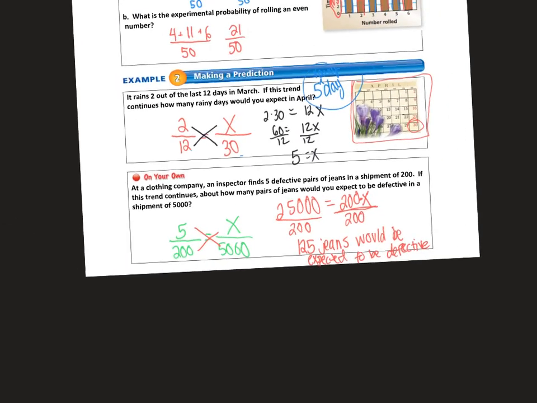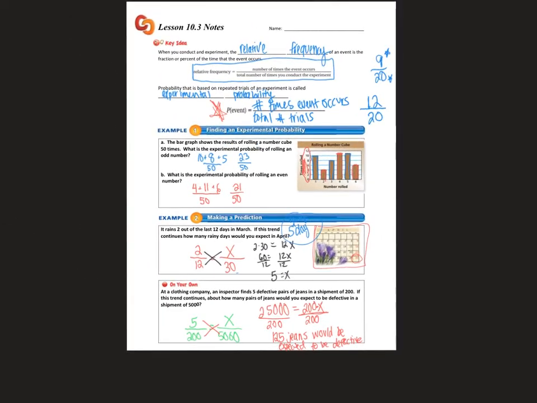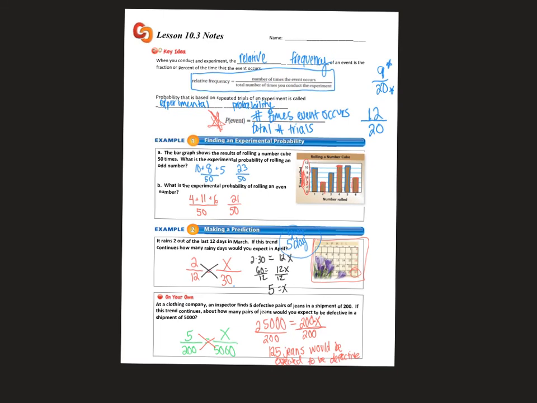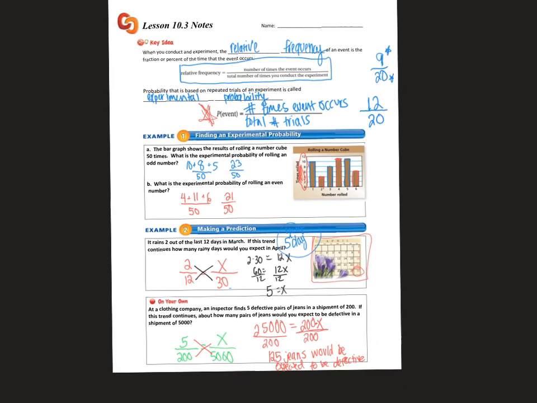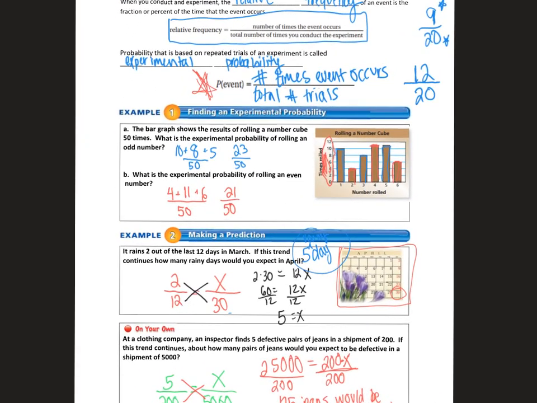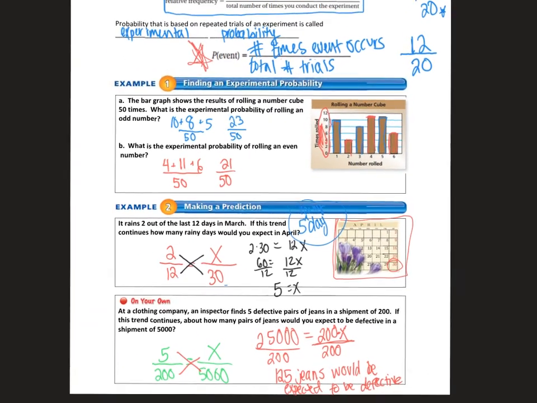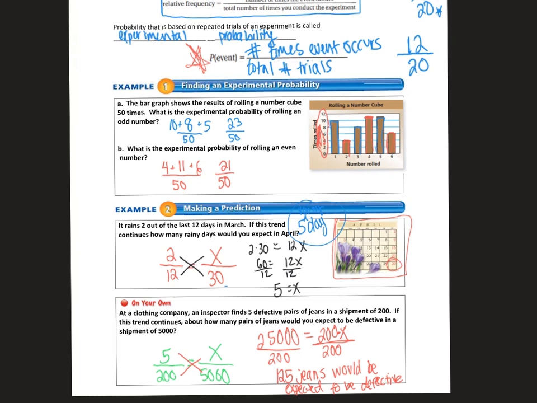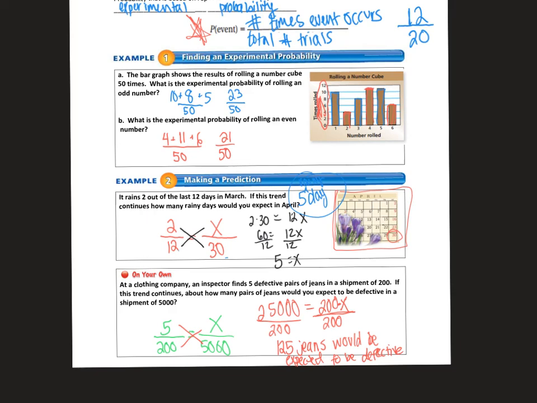Okay, so today we looked at relative frequency. We won't do a lot more with that besides define it. And then we looked at experimental probability, which is the total number of times the event occurs divided by the total number of trials. And we then were able to use experimental probability to make a prediction.